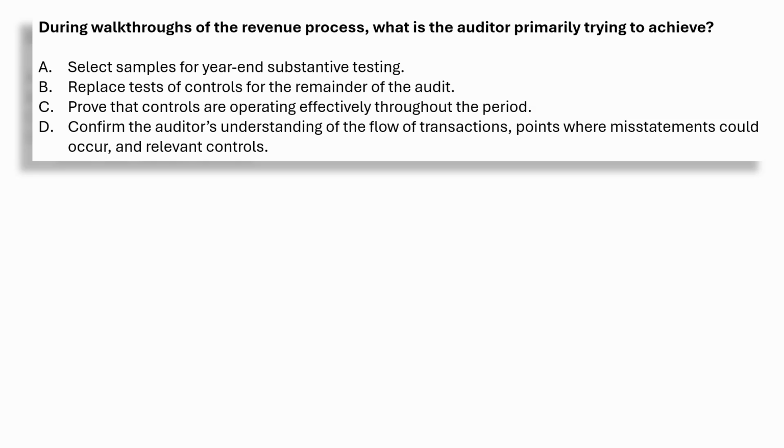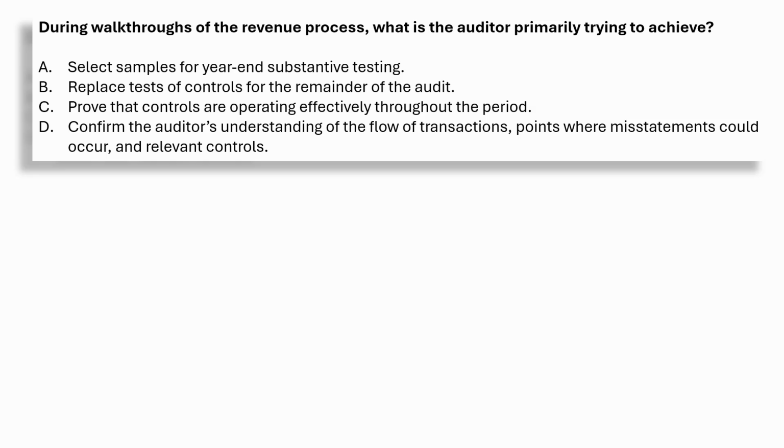Option D, confirm the auditor's understanding of the flow of transactions, points where misstatements could occur, and relevant controls. Yes, that's exactly it. In a walkthrough, I follow one transaction from initiation through recording to confirm my understanding of the system, identify risks, and locate key controls.